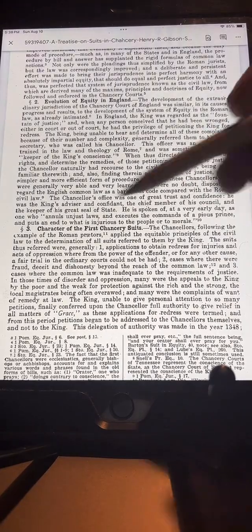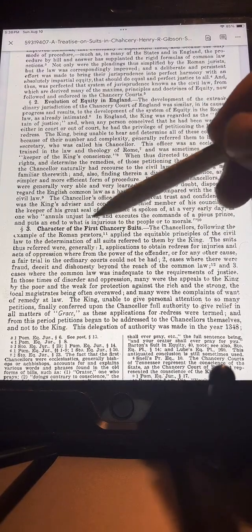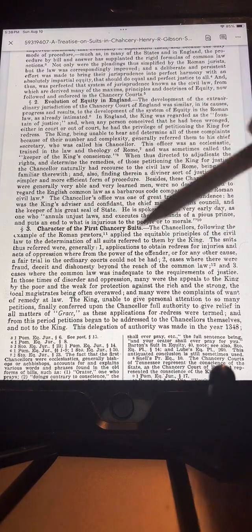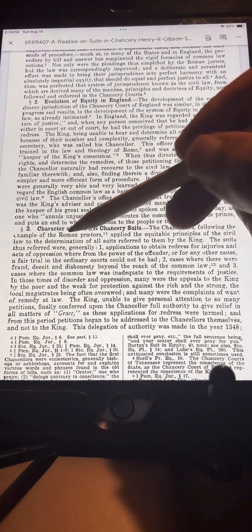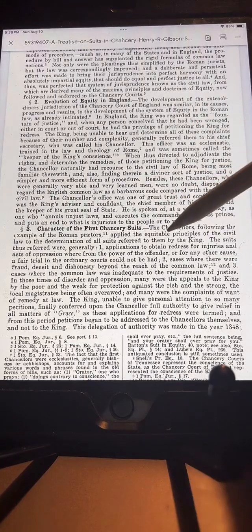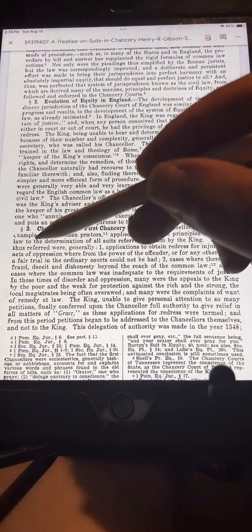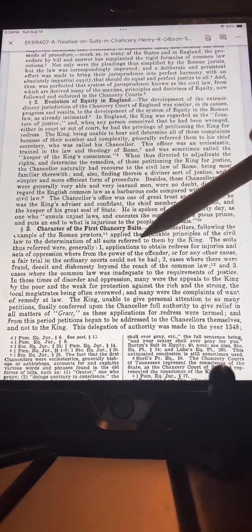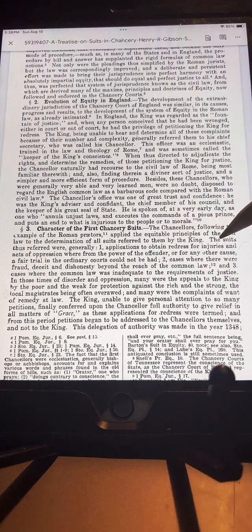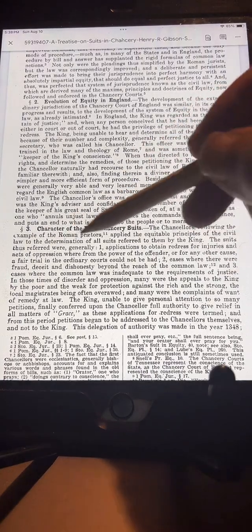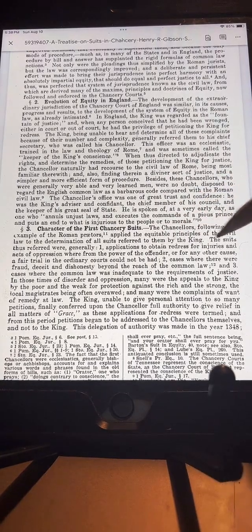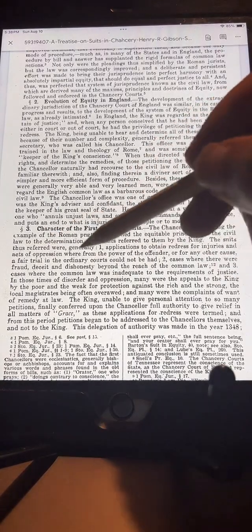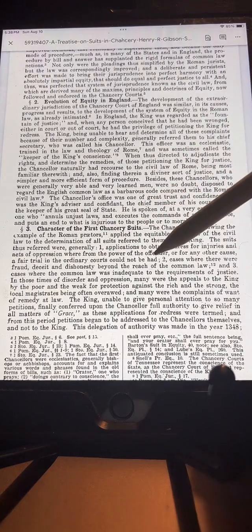The chancellor, following the example of the Roman praetors, applied the equitable principles of the civil law to the determination of all suits referred to them by the king. The suits thus referred were generally applications to obtain redress for injuries and acts of oppression where, from the power of the offender or for any other cause, a fair trial in ordinary courts could not be had.